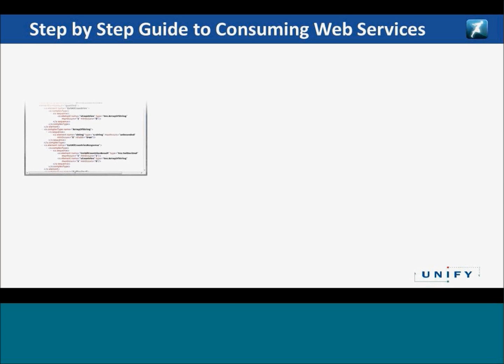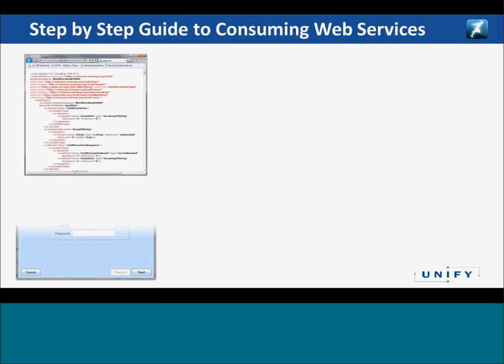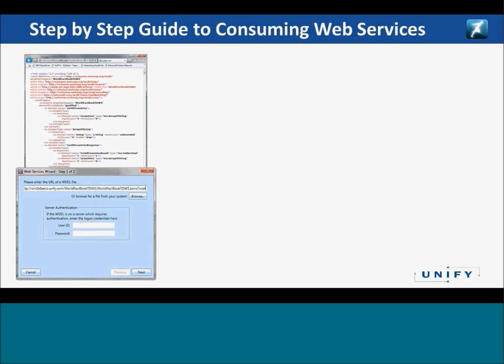So, the step-by-step guide to consuming web services. When you want to consume web services, the first thing you need is access to the WSDL URL. If you enter the WSDL URL into your browser, the web service will display the WSDL, which is an XML document. You just copy the URL of that web service and paste it into the new web service wizard of Team Developer.